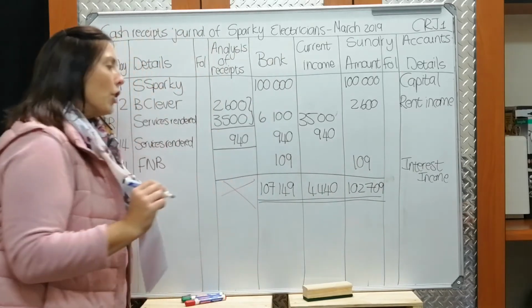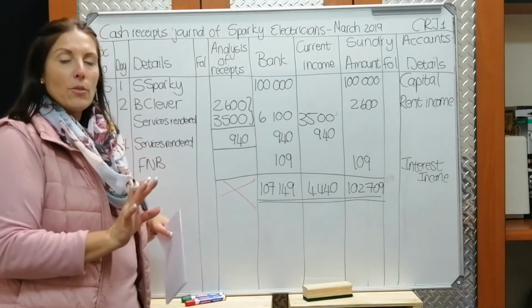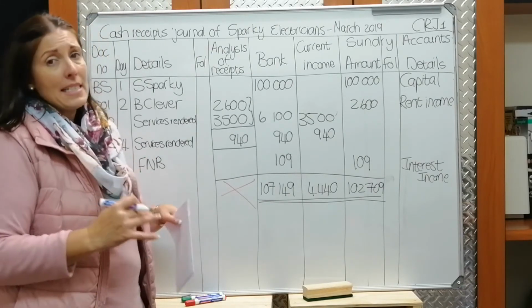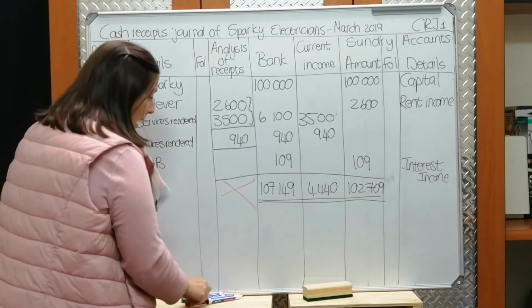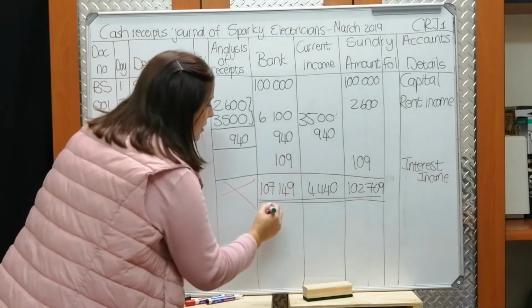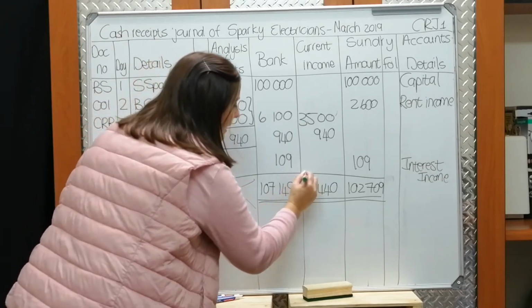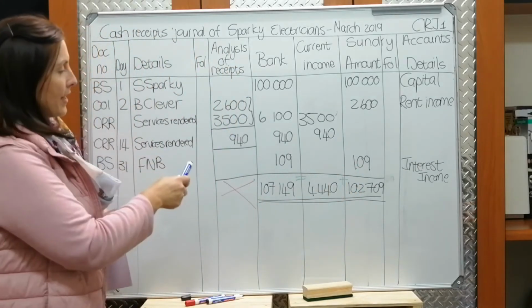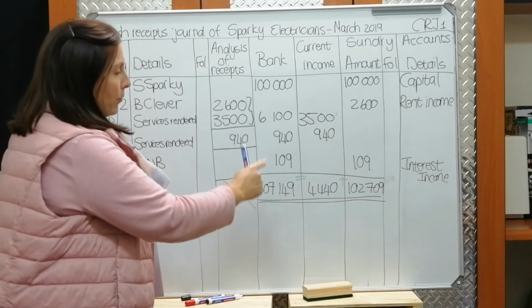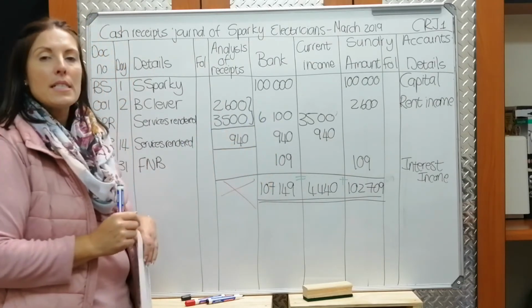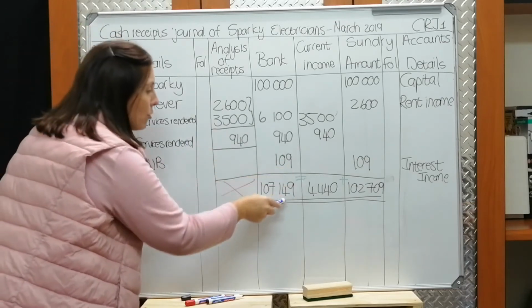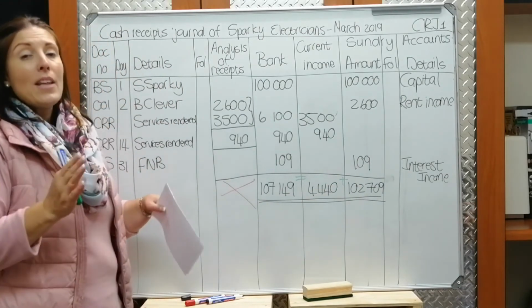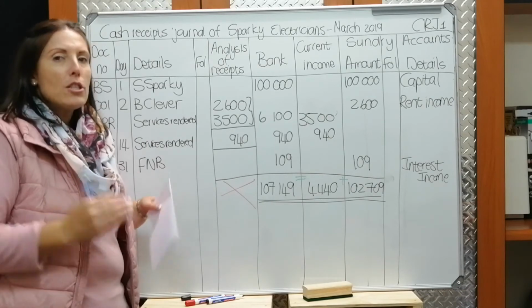102,709. Good. Now, one way of checking whether you've done your calculations correctly, because we know sometimes we press something wrong on the calculator or a minus instead of a plus and so on, is that my bank column total must always be equal to all my other money columns. So 107,149 must be equal to 4,440 plus 102,709. So you can add that up and then it should show you that these two added together do give you 107,149. So that is just a way of checking.